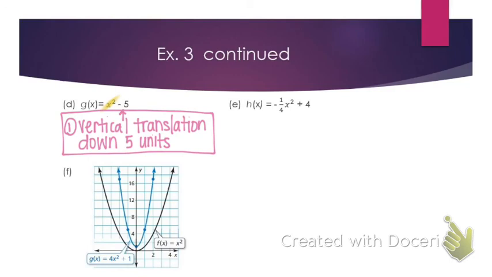The parent function in letter E. There's that x squared again. How many things have been done to this function then? 3. You have a sign change, you have a 1/4, and you have a plus 4. All right, so let's start with the sign change. We're just going to work our way left to right. A sign change is what type of transformation? A reflection. Good.